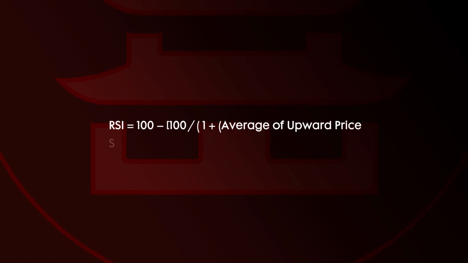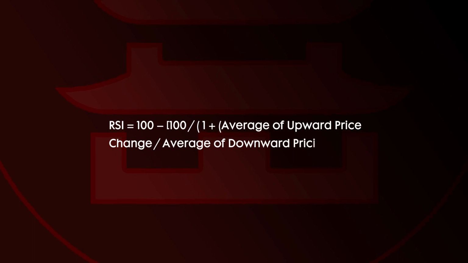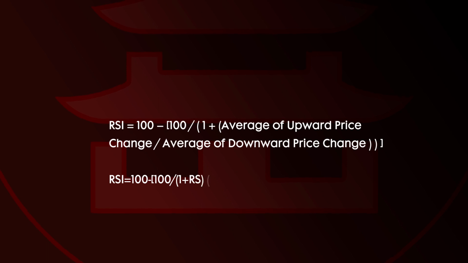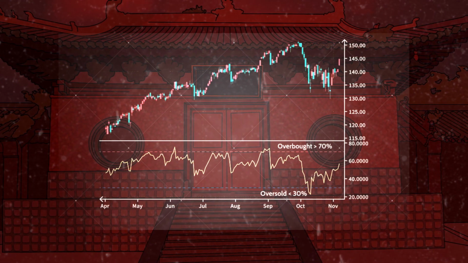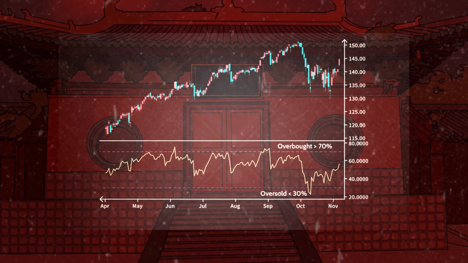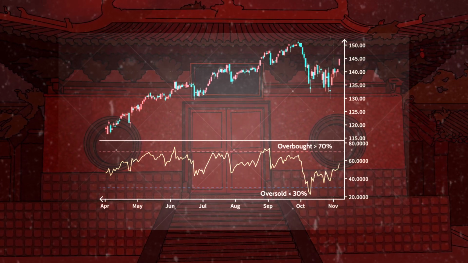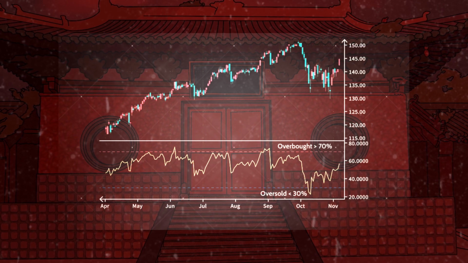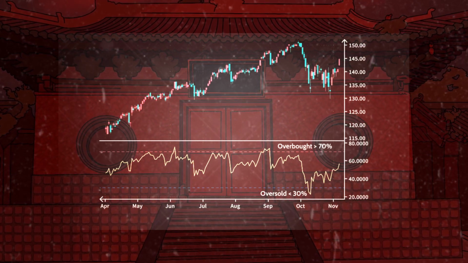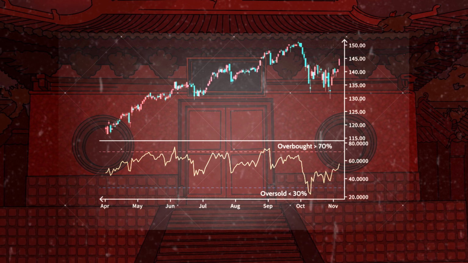The basic formula is shown here. Relative strength, or RS, is generally calculated over a 14-day period. The first step is to calculate the daily averages up and down over the given period. Then take the ratio of the average up over the average down to calculate the relative strength value, RS. Of course, your trading software should be able to handle most of the heavy lifting for you, which means you can focus on the signals instead of the math.